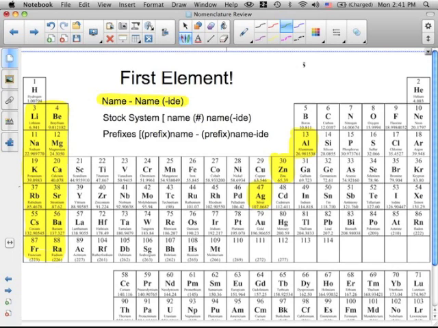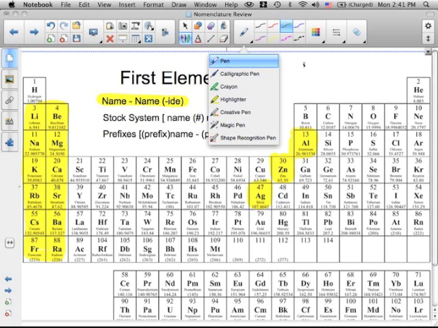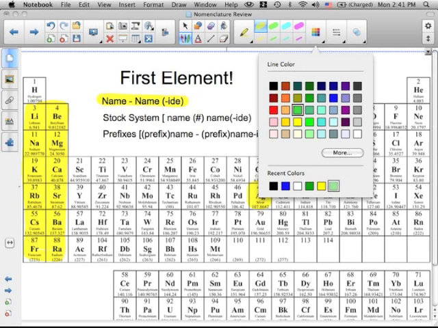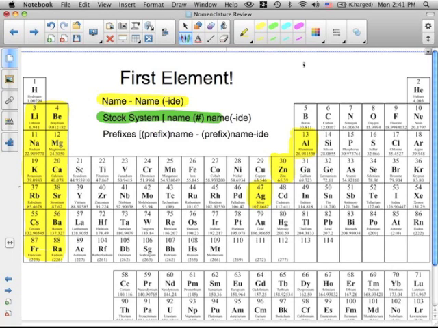Next, let's grab our highlighter again. Let's grab a different color, make it a little bit easier to see. Okay. Hopefully that works. Next is the Stock system. These are where you would use the Roman numerals. You would have the name of the element, followed by the Roman numeral with the charge on that metal, followed by the second substance with the IDE ending or polyatomic ion ending as necessary.